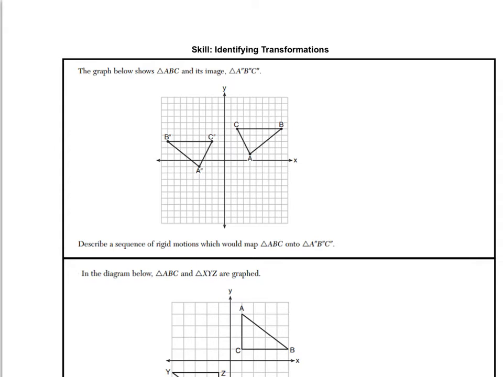Let's get it going. So for our first Regents practice problem, it says the graph below shows triangle ABC and its image A double prime, B double prime, C double prime. Remember, the double primes tells us that there was two transformations. Okay? That's what those primes tell us. Describe the sequence of rigid motions that would map triangle ABC onto A double prime, B double prime, C double prime. So to do this, remember, there's an infinite amount of ways to do it.